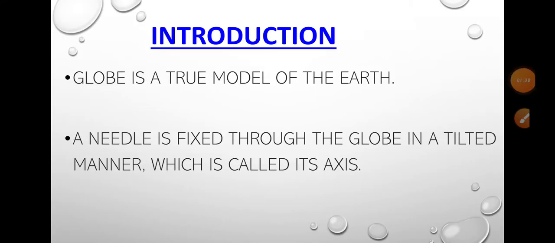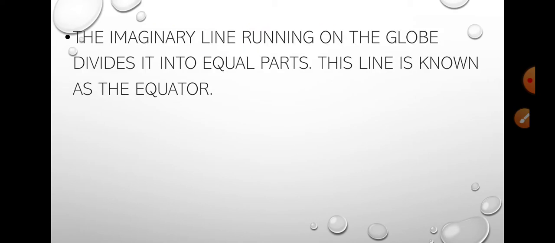So, as we saw in the picture, a globe is a true model of the earth. A needle is fixed through the globe in a tilted manner, which is called its axis. So students, let's start with our chapter.